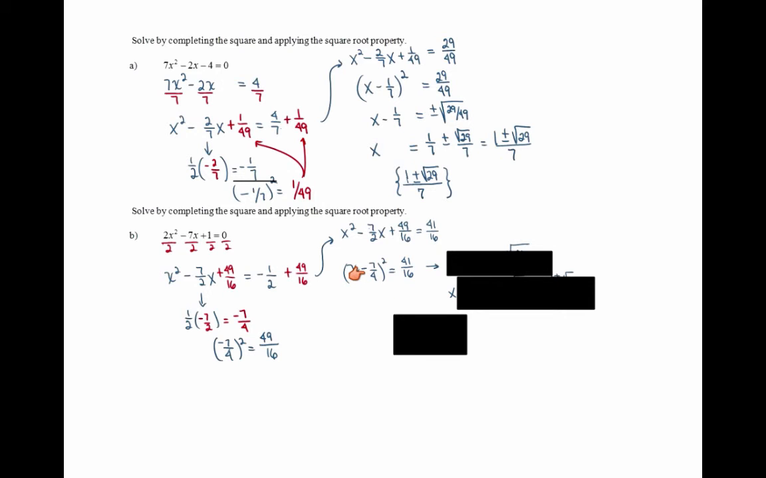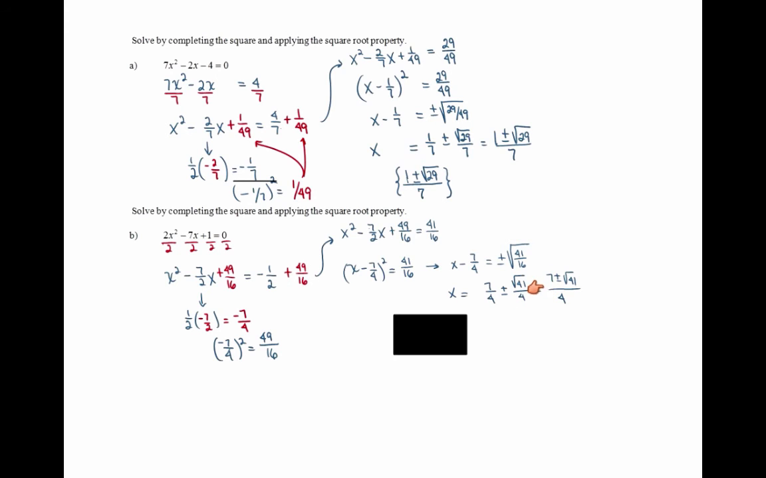Now what do you do after that? What property are you going to use to solve for x? What's the name of the property? Square root property. Because you have to take a square root of both sides now, right? If I take a square root of both sides, then you get x minus 7 over 4 equals plus and minus square root of 41 over 16. So x would equal 7/4 plus and minus square root of 41 over 4, since the square root of 16 is 4, right?